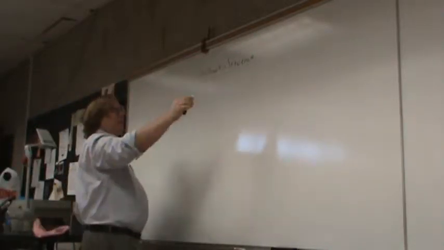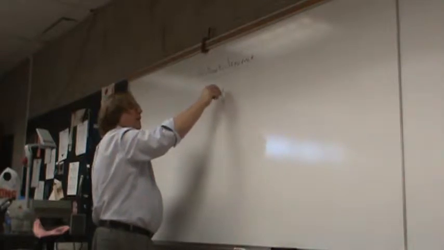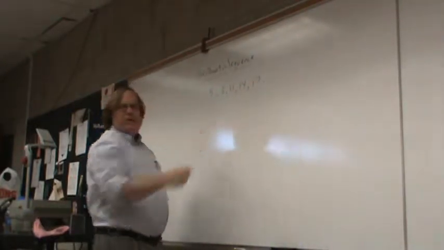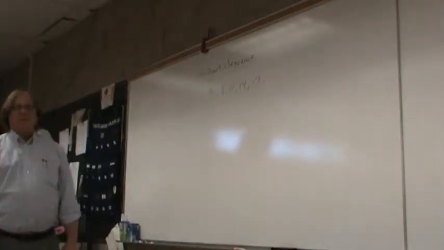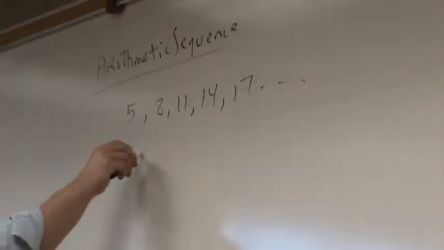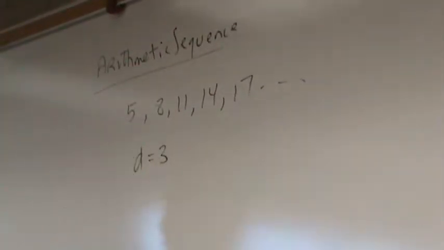So we've got an arithmetic sequence, like 5, 8, 11, 14, 17. Okay, that's an arithmetic sequence. You tell me, why is that called arithmetic? Yeah, you're adding the same number each and every time. So that same number that you're adding each time is called the common difference.